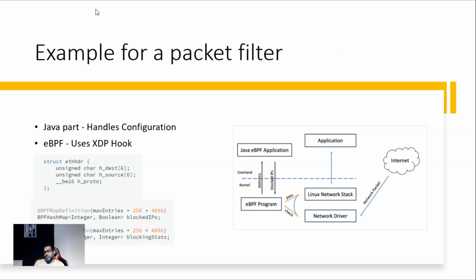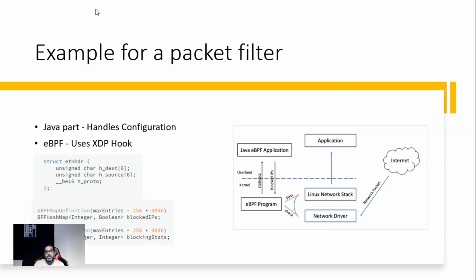Let's talk a little bit about an example of a packet filter, and how the eBPF program handles it. For example, if you are building it for a network, you see it on the right side. You have the Java-based eBPF application, which is present on the user layer, and the user is able to give dynamic updates to the eBPF program, which sits in the kernel layer.